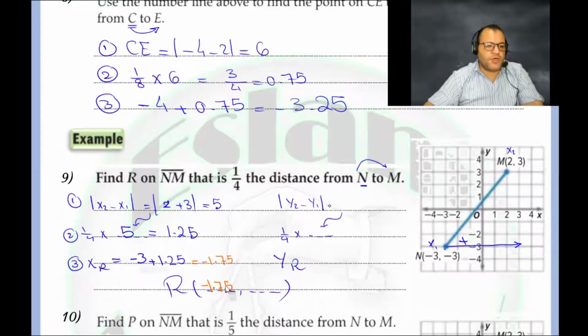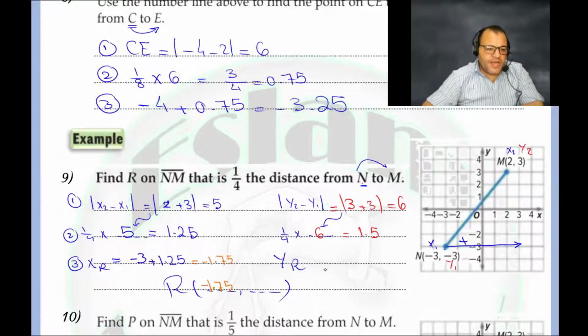Repeating the same for Y. How can we find Y? That's Y1 and that's Y2. 3 plus 3 equals 6. So it will be 1 over 4 times 6, which equals 6 over 4, which is 3 over 2, which is 1.5.